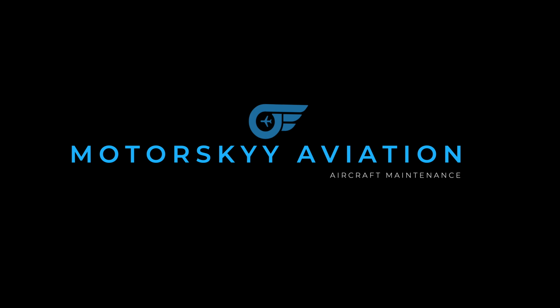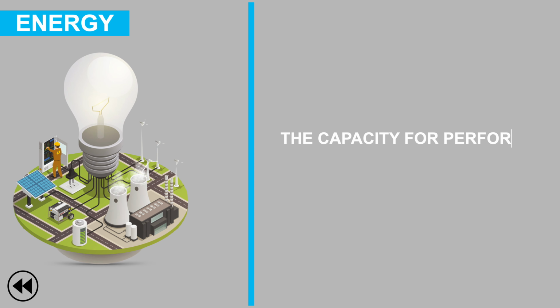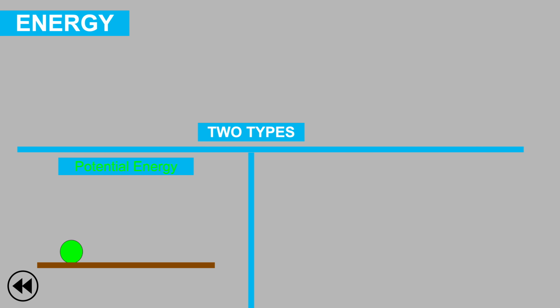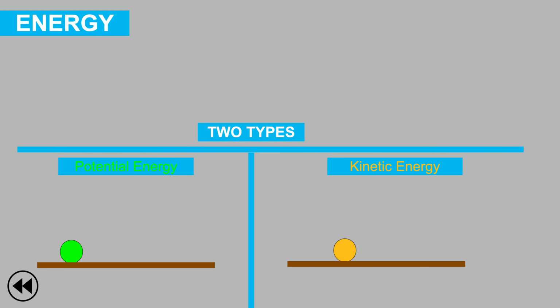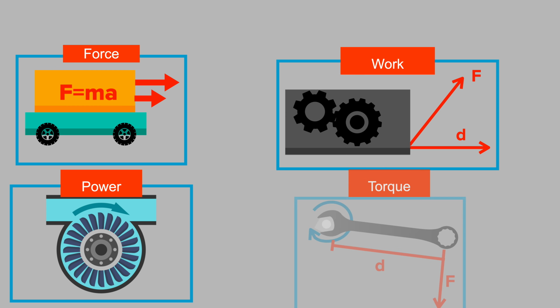Hey everyone, welcome back. In the last video, we covered energy, which is the capacity for performing work. And we also covered the two types of energy, potential energy and kinetic energy. In this video, we'll go into a deeper level, exploring further on this concept in terms of force, work, power, and torque. So with that, let's start with force.